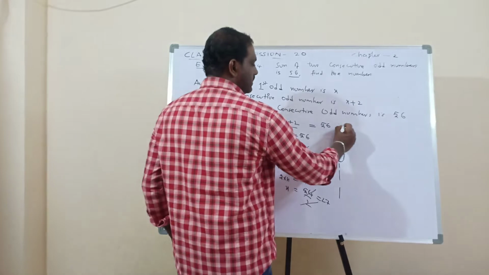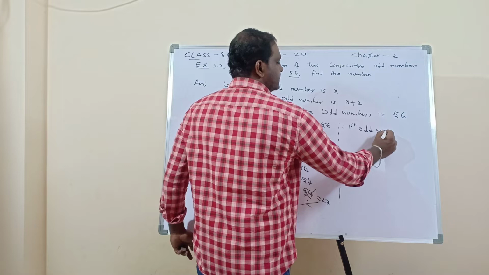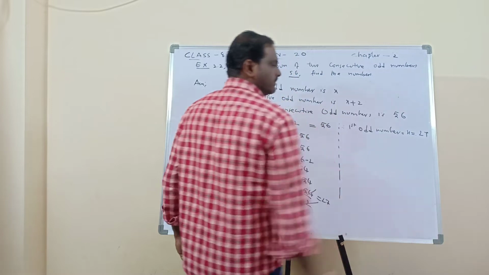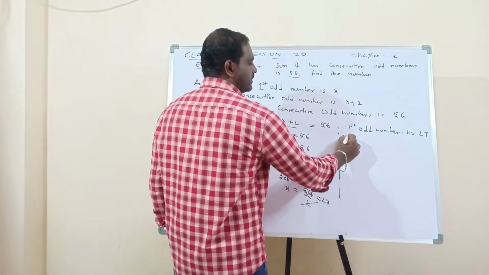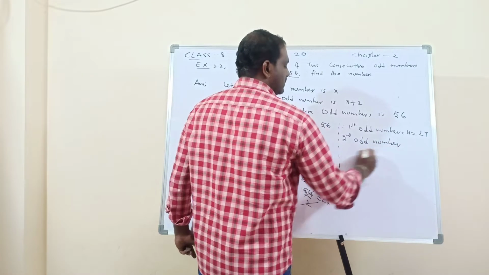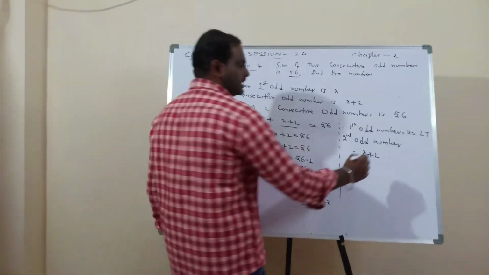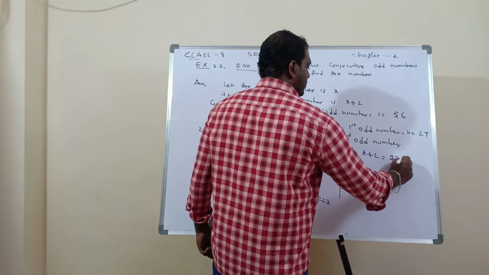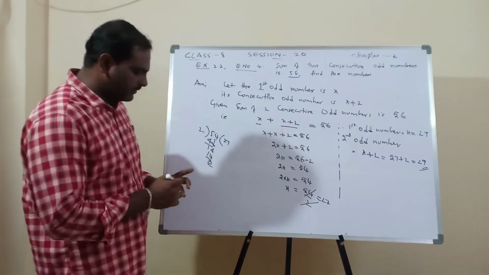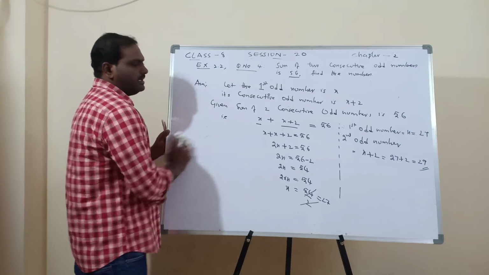So therefore, the first odd number is equal to how much? x is equal to 27. Next, what is the second odd number? The second odd number is equal to x plus 2. Already we have written the second one. So what is the answer? It is 27 plus 2, it is 29. So therefore the two numbers are 27 and 29.